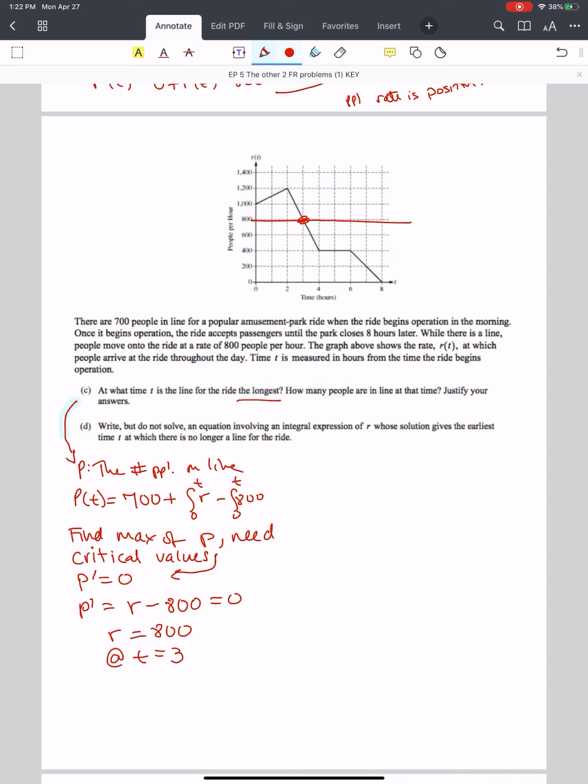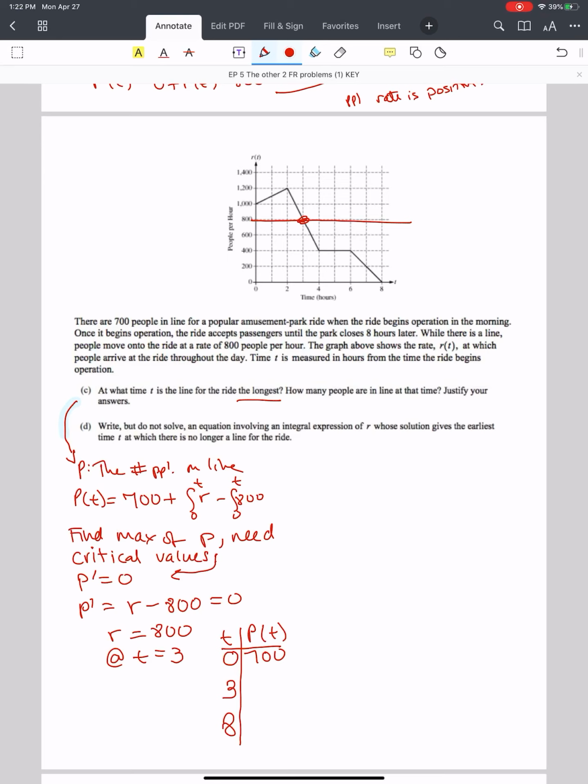Okay, so now since I'm finding my max, I would make a little table. So here's my T. I'm going from 0 to 8, and my critical value is 3. That goes in the middle. So my P of T is here. So at 0, I already know this is going to be 700. We start with 700 people. So at 3, I'm going to find out what that is. So let's see what that is, P of 3. So that would be the max.